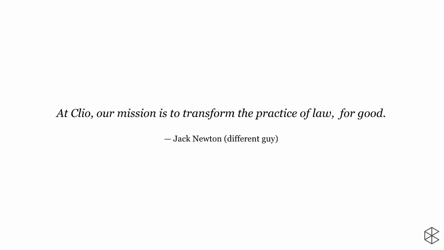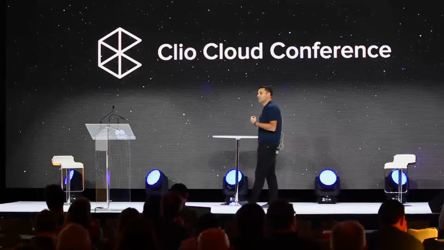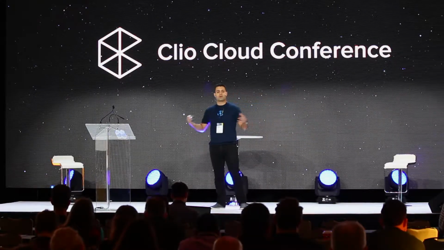Another guy, Jack Newton, who everybody saw earlier today, said that at Clio, our mission is to transform the practice of law for good. And something that I find a key part of transforming the practice of law for good is not just throwing a bunch of data over the fence to all of you. It is to participate in using it to transform the culture of legal in meaningful ways. Part of being transformative is not just doing something once, but transforming culture over the long term. And that's a bit of what influenced our thinking in preparing the Legal Trends Report.